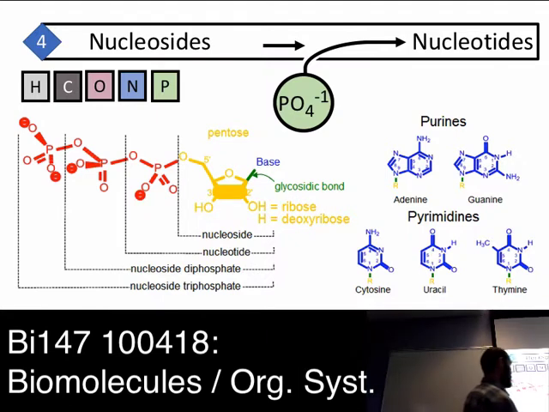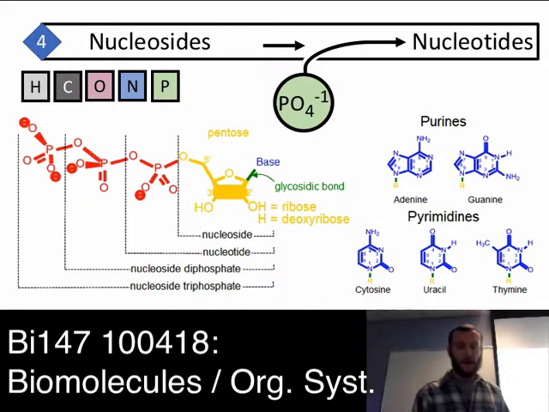So there are a number of parts to a nucleotide. The first is the base, and there are in DNA 4 bases and in RNA 4 bases. So adenine and guanine are in both RNA and DNA. Cytosine, and then uracil is in RNA and thymine is in DNA.